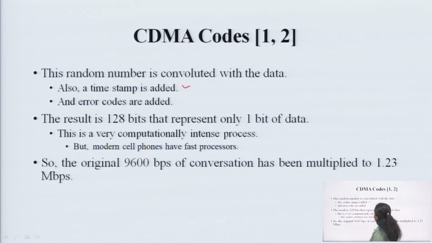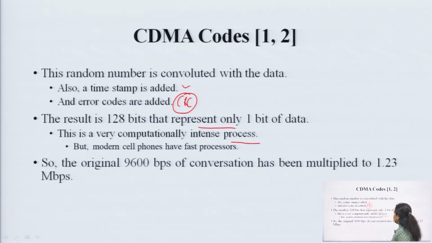Error codes are also added, that is the CRC code, which is used for error correction and detection. The result is 128 bits that represent only one bit of data. This is a very computationally intense process, but modern cell phones have fast processors. That is why CDMA, which uses this SS modulation, gives much more encrypted data, much more suitable from the security point of view, because PN sequences are randomly generated.